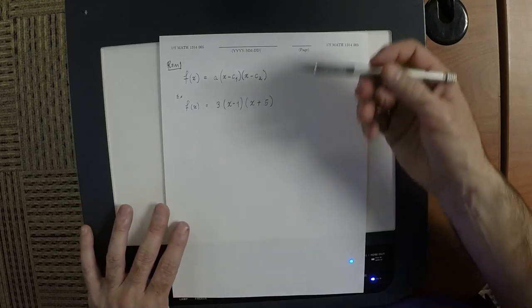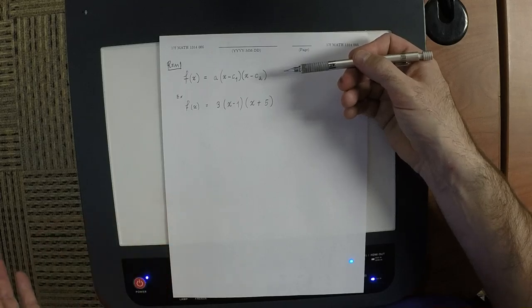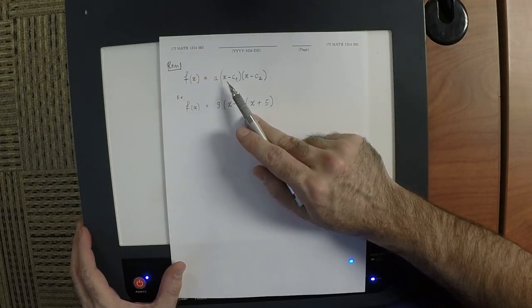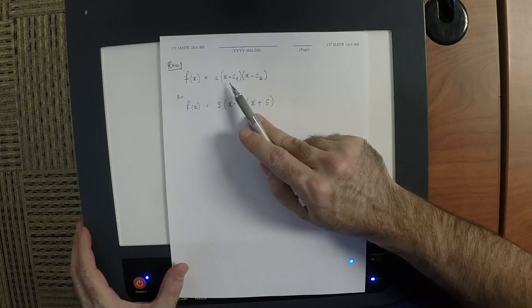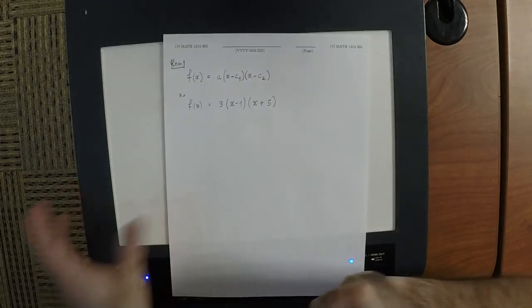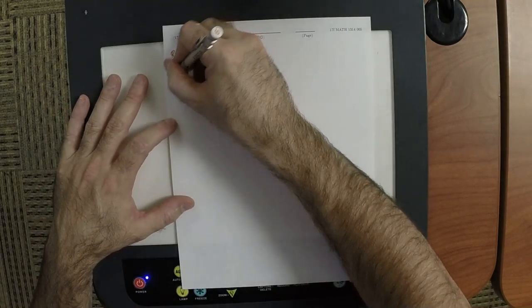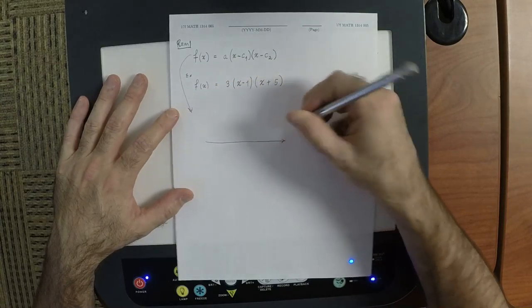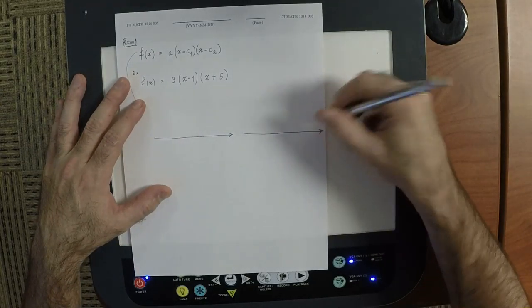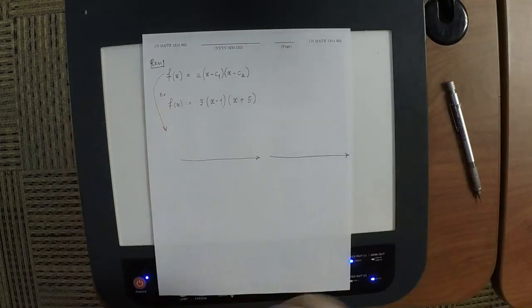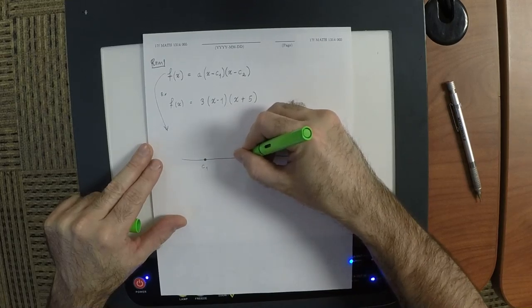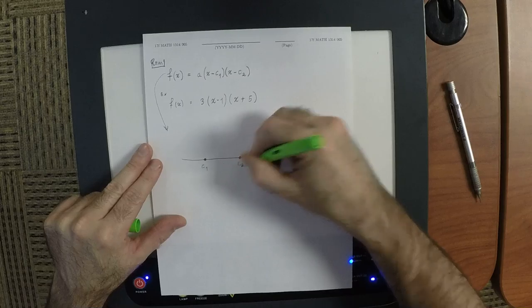Negative 5 would also work. Now, for this one, what are the inputs you could provide so that the output would be 0? c1. If you were to make x c1, then this factor would be 0. And what's the other one? c2. So there's two possibilities, really, that at c1 and c2, if you provide those as inputs, then the output must be 0.